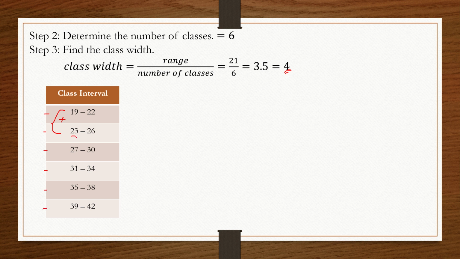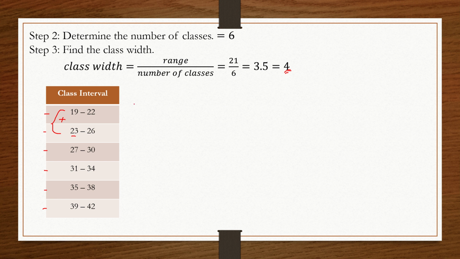Ayan. So if this is 23, alam po natin na ito po ay 22. So yung first class po natin, merong interval na 19 to 22. Second class, 23 to 26, 27 to 30, 31 to 34, 35 to 38, 39 to 42. So meron na po tayong lower limits and upper class limits. Okay? So ganyan.